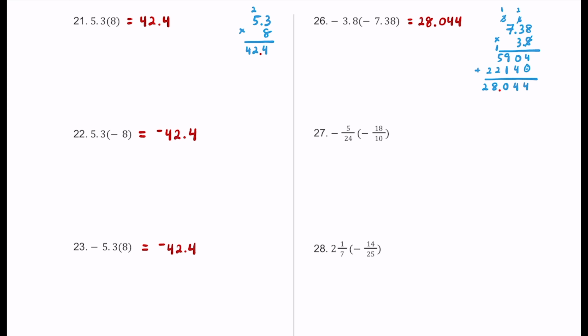All right, for number 27, now we're multiplying some fractions. So we have negative 5 over 24 times this negative 18 over 10. Since it's a negative fraction times a negative fraction, we're going to get a positive answer because a negative times a negative is always positive.